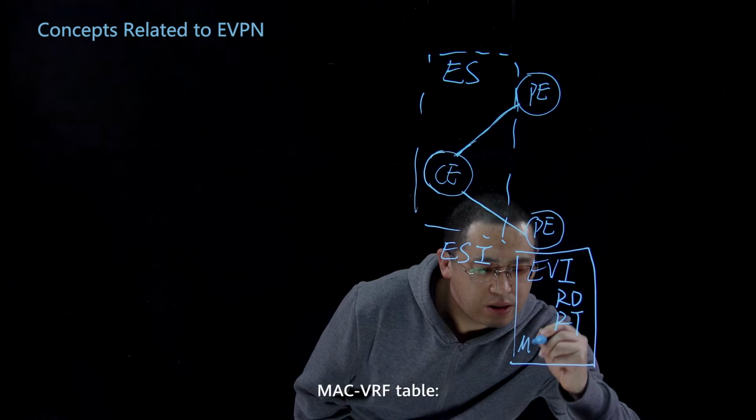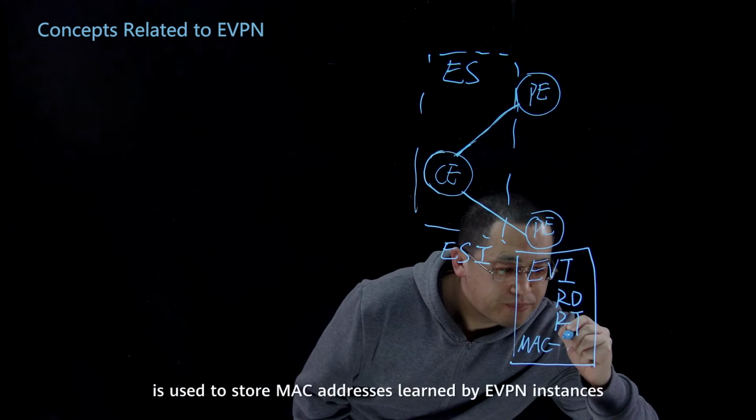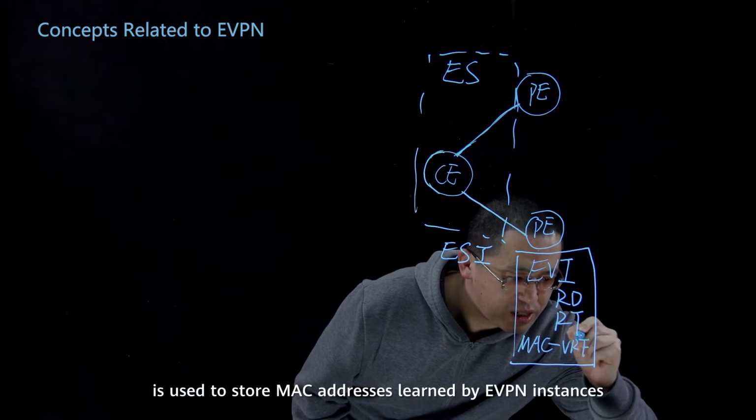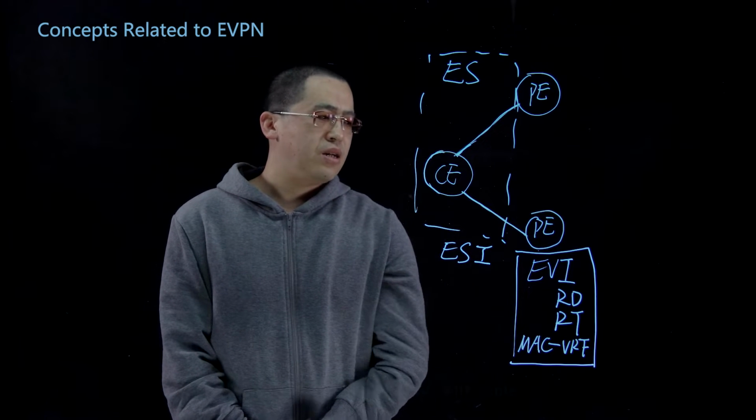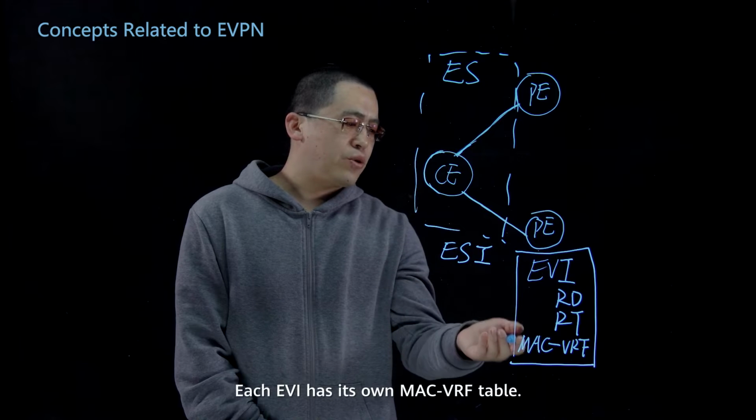MAC VRF table is used to store MAC addresses learned by EVPN instances through the extended BGP protocol. Each EVI has its own MAC VRF table.